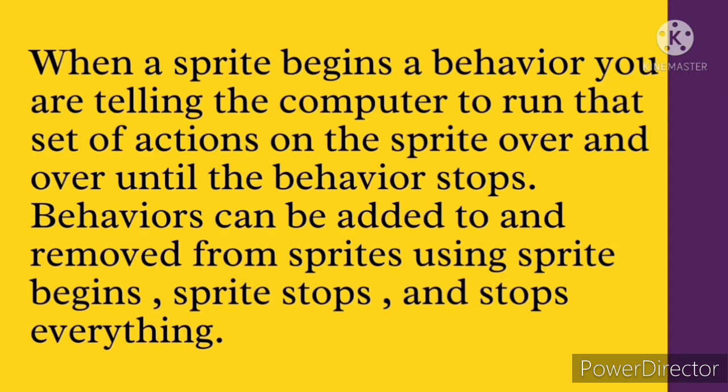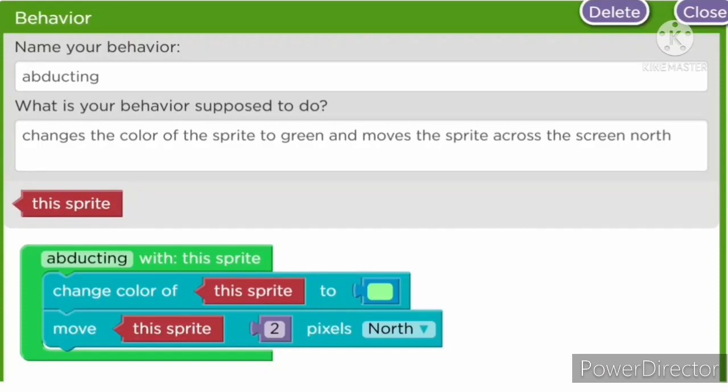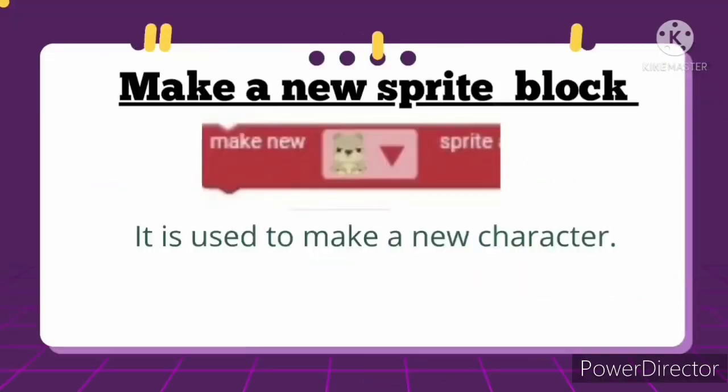Now, let's take a look at some of the blocks we are going to be working with in this lesson on the Code Studio. First, we have the behavior block. When you click on the behavior block, you are going to see something like this. First, you have to name your behavior, and you choose what behavior you want the sprite to carry out using the behavior block.